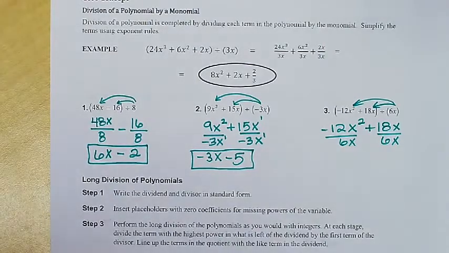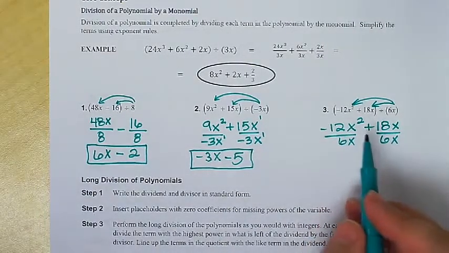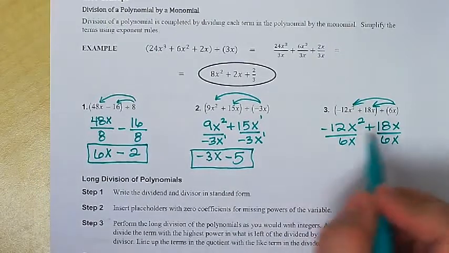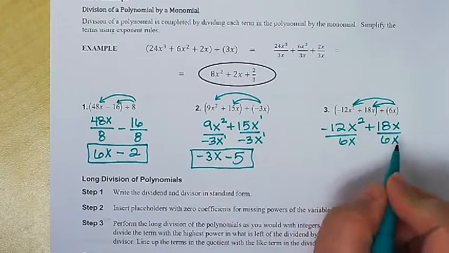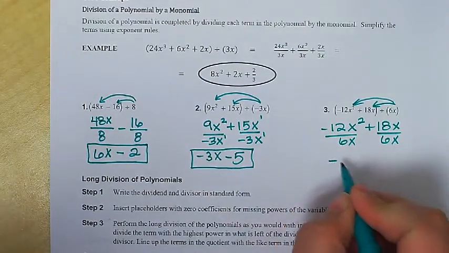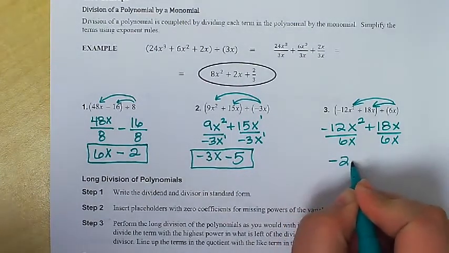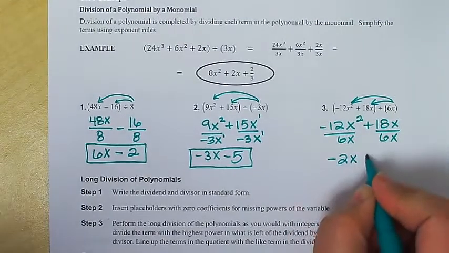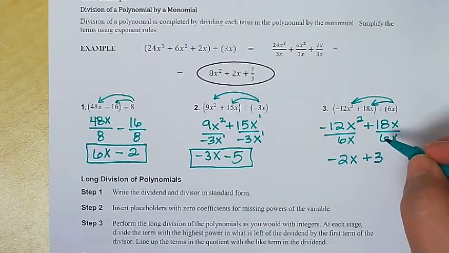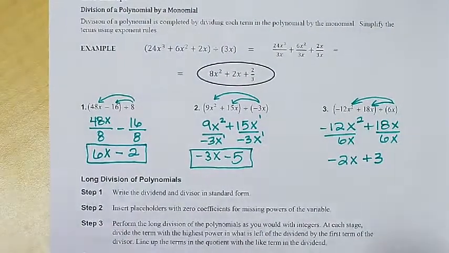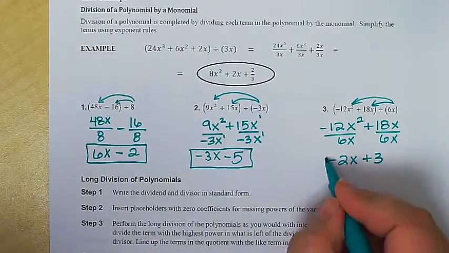All right, so hopefully you gave that a shot. Let's see. If you set it up correctly, this should be what your work looks like. You make sure you distribute the 6x and you divide both sides. And then your first term should have ended up being a negative 2x, and the second term would have just been a positive 3. 18 divided by 6 is 3, and x divided by itself cancels out. So this would be your quotient or your result.